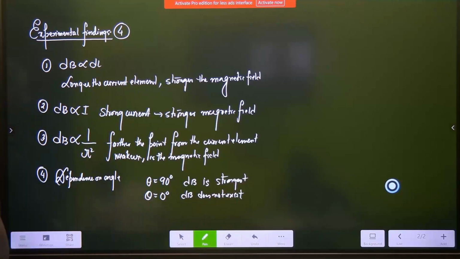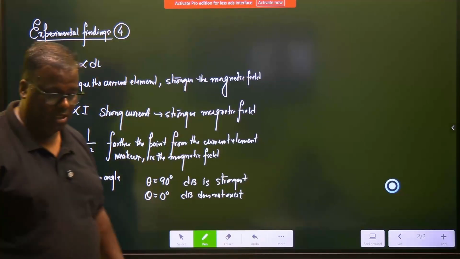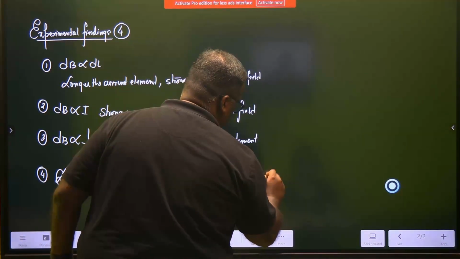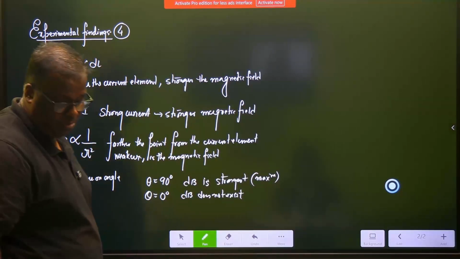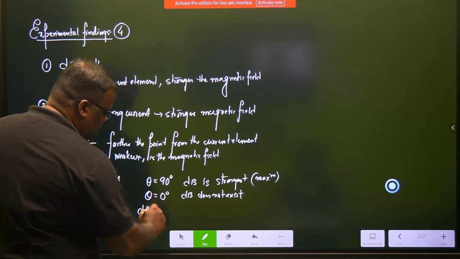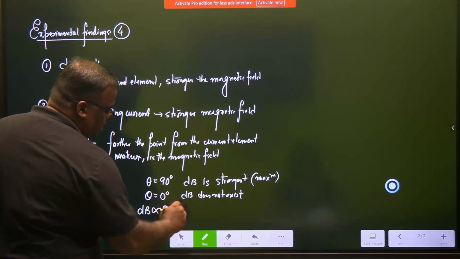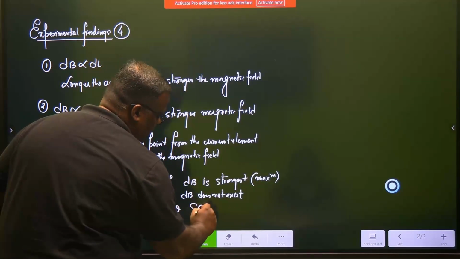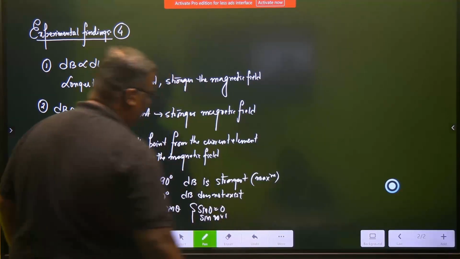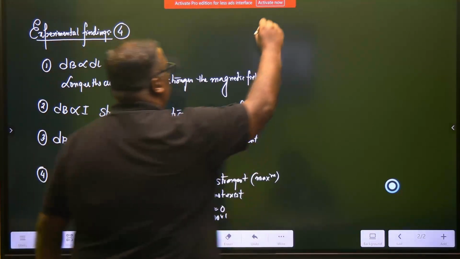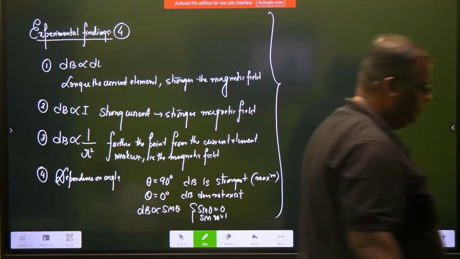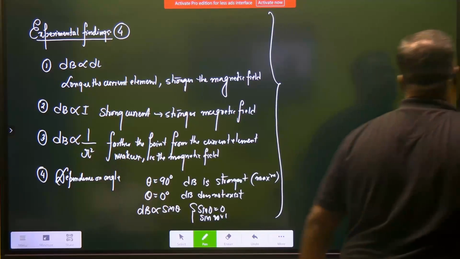If theta was made 90 degrees, it was found that dB was maximum, strongest. And if theta was 0, dB was zero. From here we said that dB varies proportionally with sine theta, because sine 0 is equal to 0 and sine 90 is equal to 1. dB varies directly as sine theta. Clear?